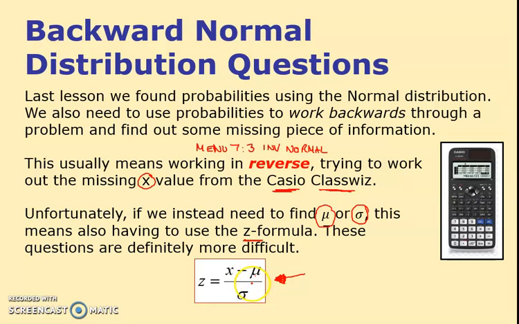And the only way we can do this using the ClassWiz is to use this formula. There's no other way. So x's are good. If I ever want an x value, I don't need this formula. If I want a mu or a sigma, I will need this formula.